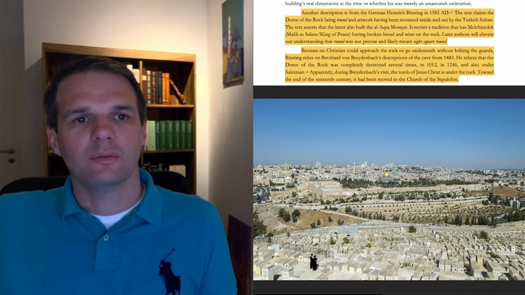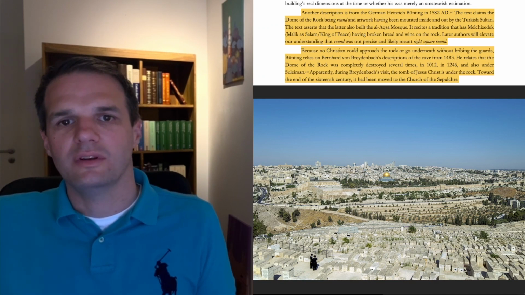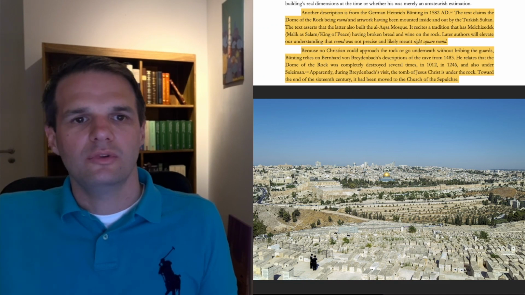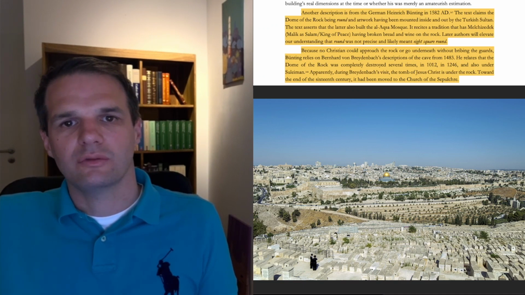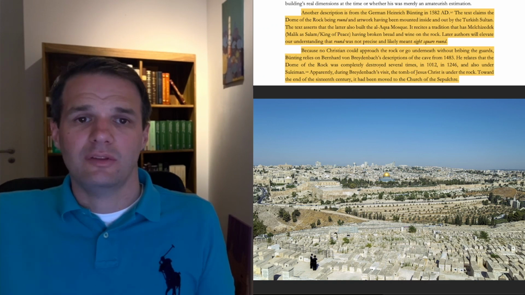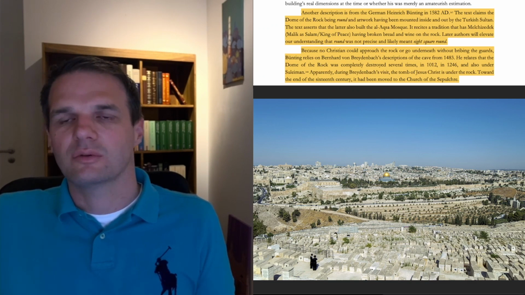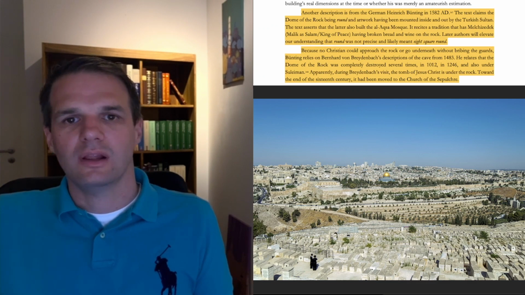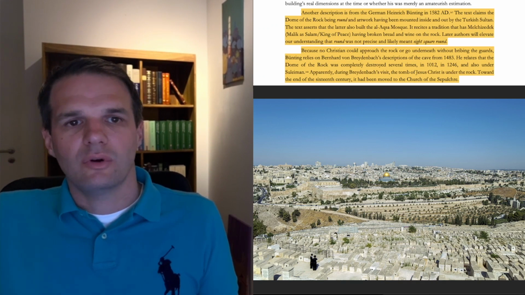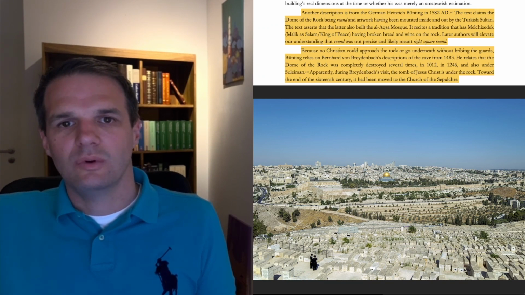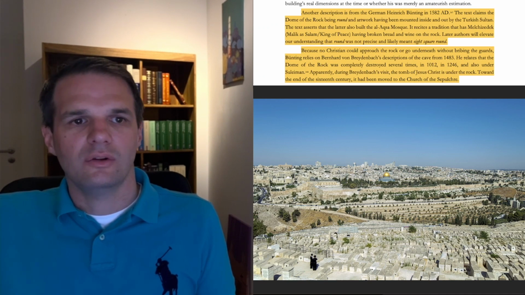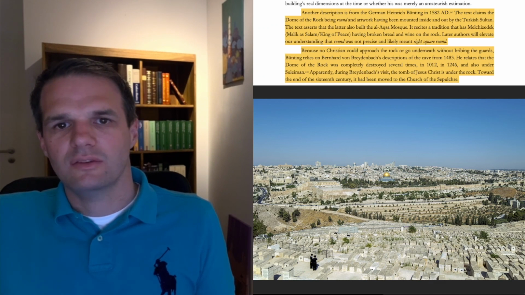Okay, but continuing. Because no Christian could approach the rock or go underneath without bribing the guards, Bünting relies on Bernhard von Breitenbach's description of the cave from 1483. That's a book which I happen to own, and Breitenbach also didn't see it, right? He also had second-hand descriptions, which he put in his book. He wasn't allowed to go near the dome either. He relates that the Dome of the Rock was completely destroyed several times in 1012 and 1046, and also under Suleiman. Apparently during Breitenbach's visit, the tomb of Jesus Christ is under the rock.